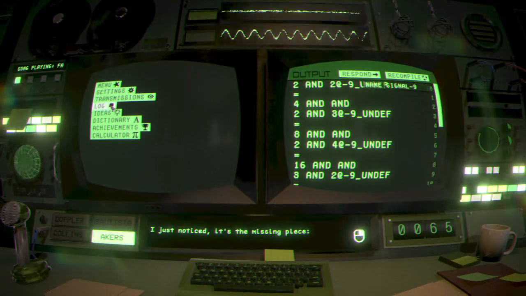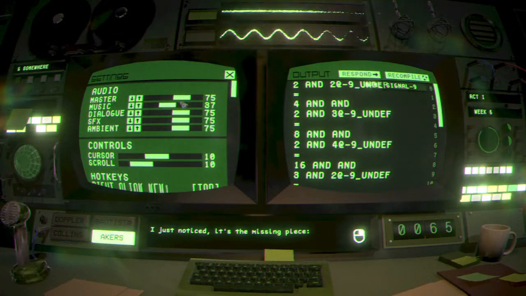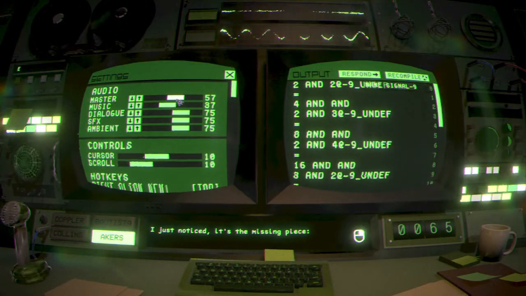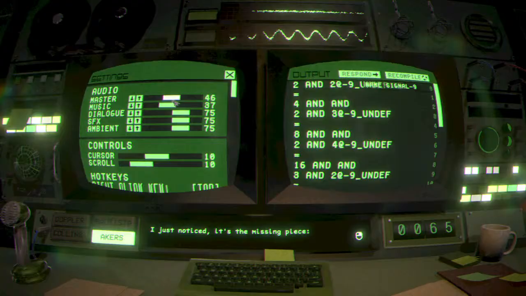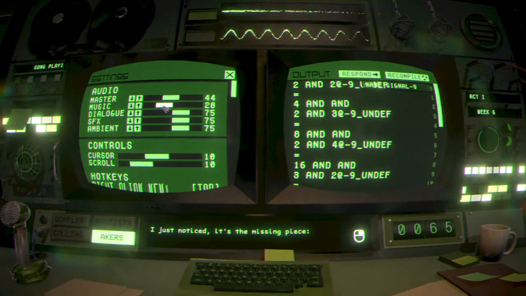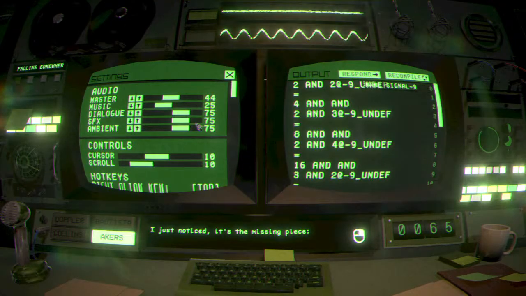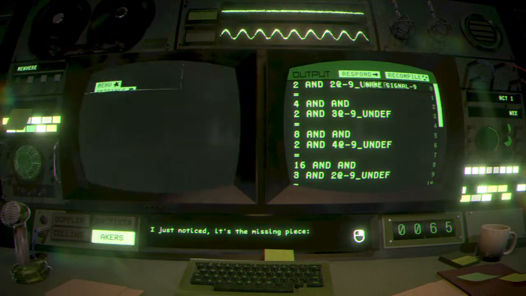Alright. Before I do anything, I did realize the volume's a little loud. So I'm gonna put it down to around here and lower the music to around here. Okay, hopefully that's enough to make it not as loud.